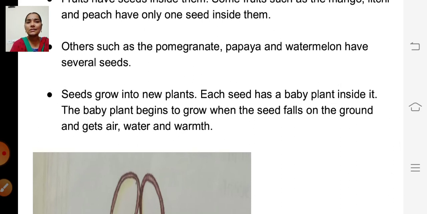Others such as pomegranate, papaya and watermelon have several seeds. Seeds grow into new plants. Each seed has a baby plant inside it. The baby plant begins to grow when the seed falls on the ground and gets air, water and warmth.